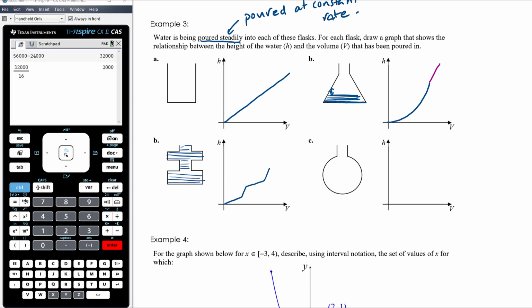And then finally we have a circular, or I guess it would be a spherical flask. So when you first start to pour water in, the flask isn't very wide at the bottom, so the height's going to increase quite quickly. And then as it gets wider, the height's going to increase more slowly because the water has more space to fill up, and then it's going to increase quickly again. So it's going to increase quickly initially, then more slowly, and then quicker again. So it's going to do something like that, and then at the end you've got the straight line bit with the little neck of the bottle.